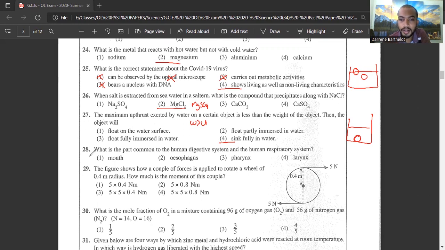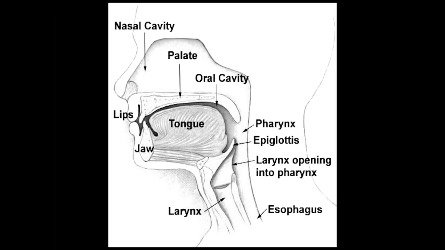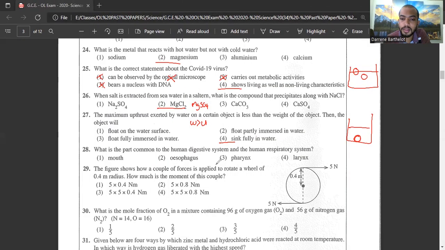Question number 28. What is the part common to the human digestive system and human respiratory system? When you take the human digestive system, you have the mouth cavity, and then pharynx, esophagus, stomach, and likewise it goes. When you take the respiratory system, it starts from the nasal cavity, and then pharynx, larynx, trachea, and then it goes like that. So the common part which belongs to both of these systems is the pharynx. So the answer should be the third one.